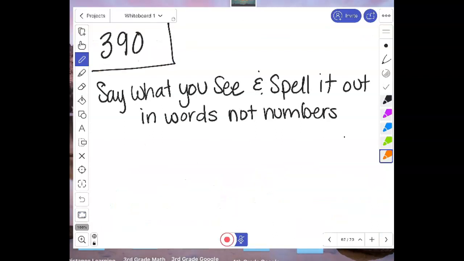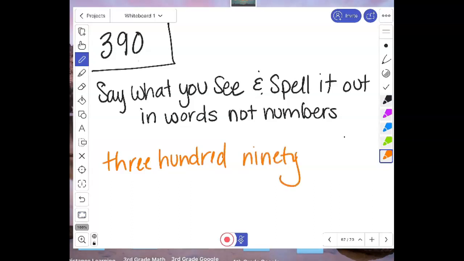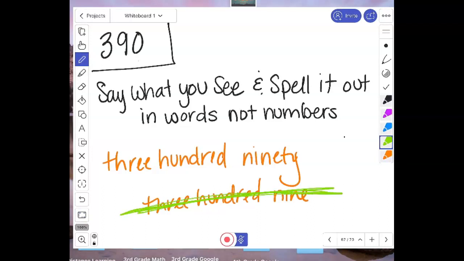Let's practice another one. Here's my number. Say to yourself in your head, what is that number? Read it. That's how we would write it. I read that as 390. I'm not going to write 309 because that's not a 9. It's 9 tens, so it's 90. So that would be incorrect. This number is 390.